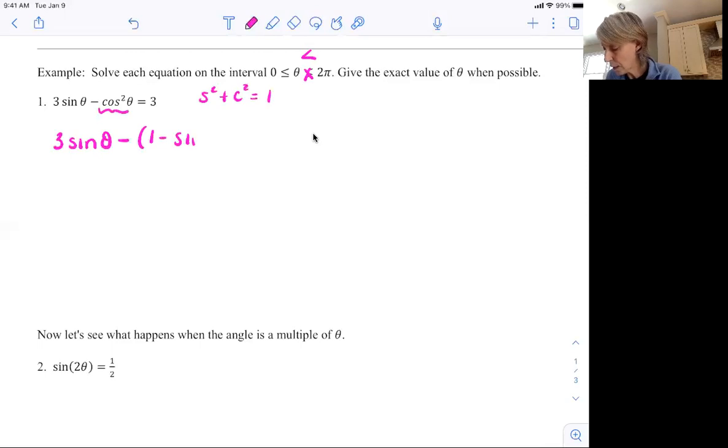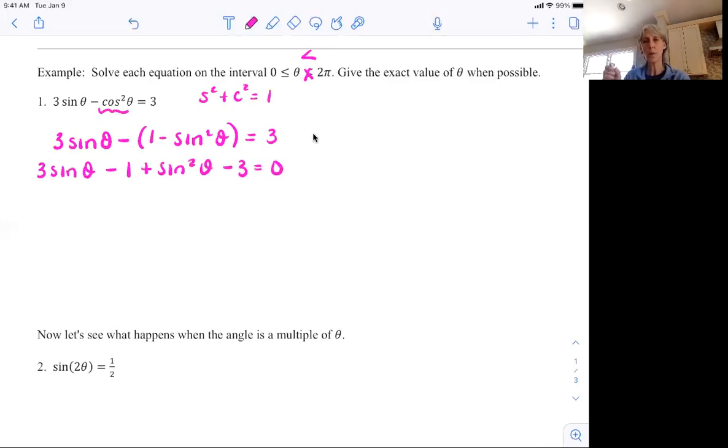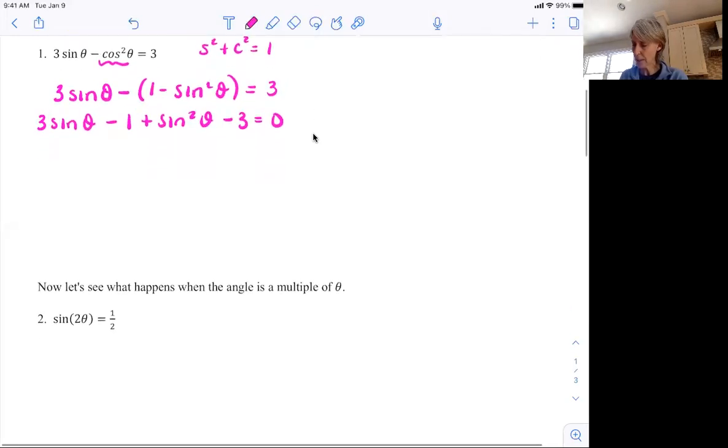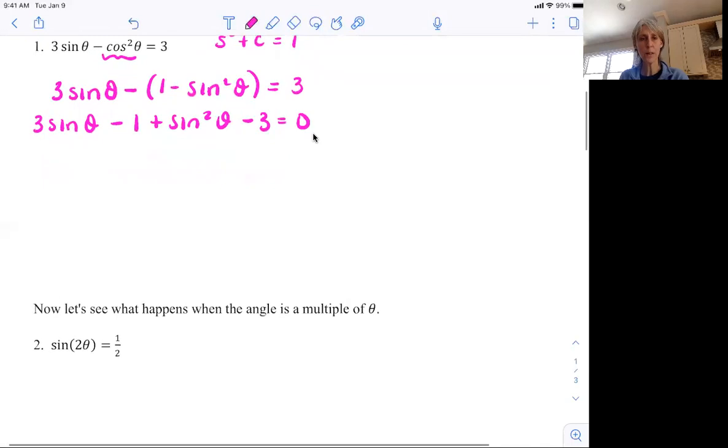1 minus sine squared theta. And that's equal to 3. We want to distribute this. 3 sine theta minus 1 plus sine squared theta. And we'll get everything to one side because we are dealing with a quadratic. So we want to make sure we have everything on one side and it's set equal to 0. Now let's just rearrange our terms and combine any like terms.